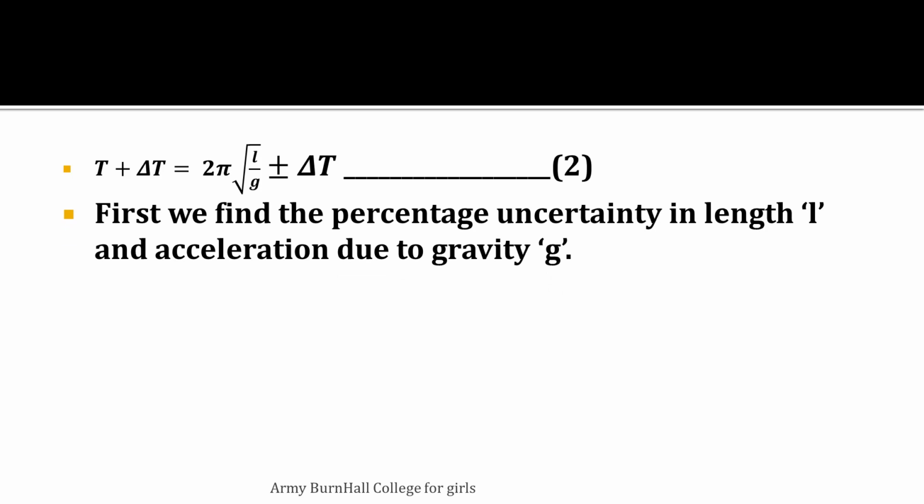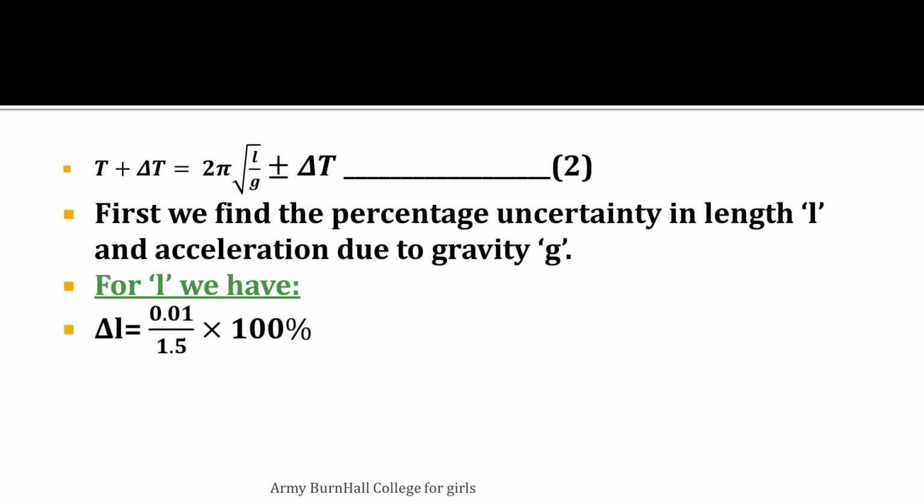First we will find out the percentage uncertainty in length and acceleration due to gravity. So for L we have percentage uncertainty in L. You will check out the given value and you will write down least count divided by measured value multiplied by 100%, because value of L was 1.5 plus minus 0.01. So we will divide uncertainty divided by actual value multiplied by 100.